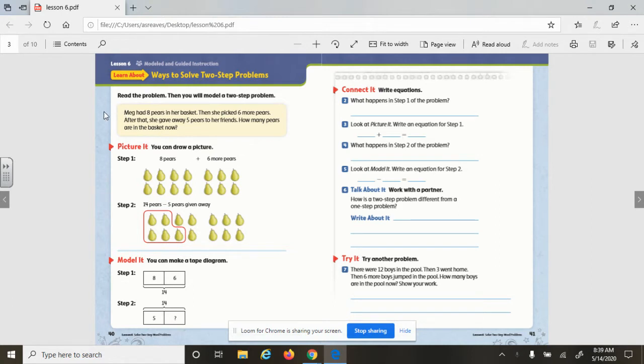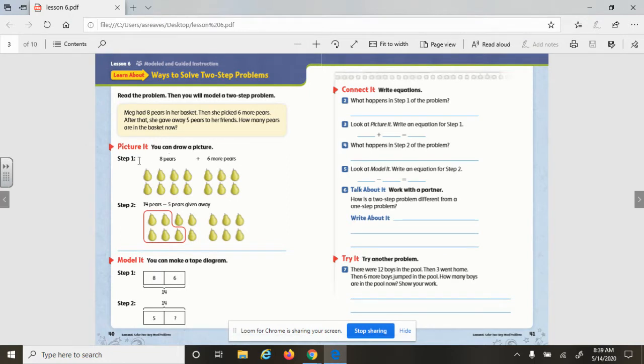So the problem is right here. It says that Meg had 8 pears in her basket. She picked 6 more pears. After that, she gave away 5 pears to her friends. How many pears are in the basket now? So the first thing we're going to do is picture it. Sometimes in class we think about making a mental picture, or a picture in our mind. You can also draw the picture out.